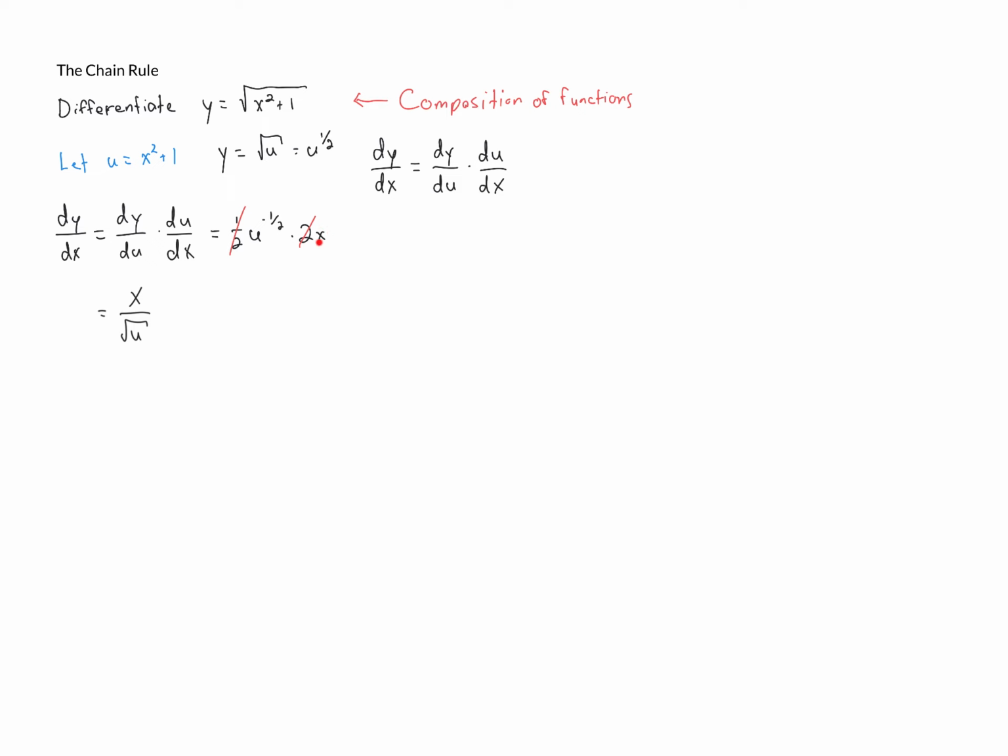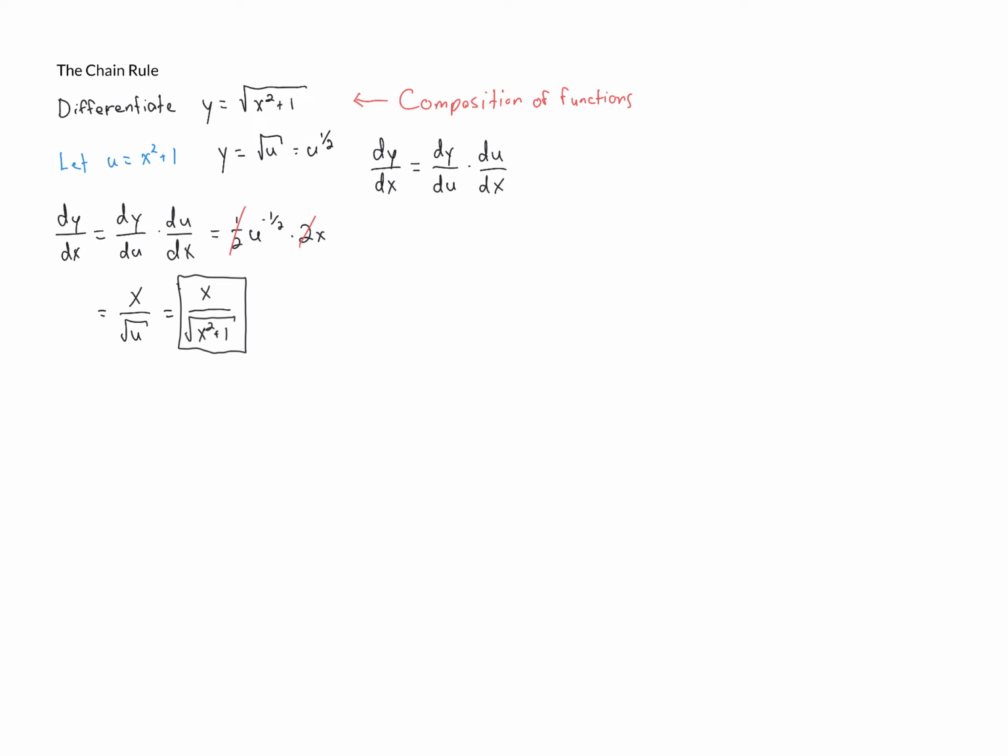Right, we've got the x that stays where it is, and then this part goes in the denominator as the square root of u. And then we just have to substitute back in for u in terms of x. We know that u is x squared plus 1. So down here, when we have the square root of u, that's going to be the square root of x squared plus 1. And this is the derivative of y in terms of x.